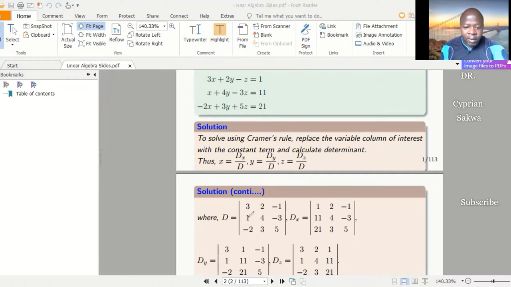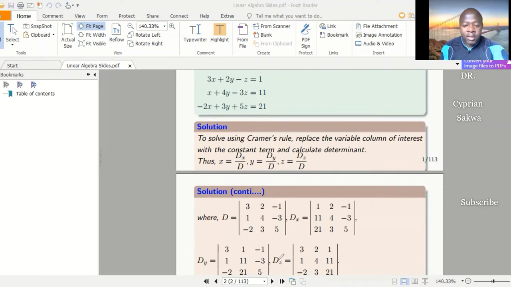And then we come to find the determinant with respect to y. That means we'll be replacing the column of y. So I'm using this d. On this d, I just replace the column of y. So the column of y I replace with the constants 1, 11, 21. The rest remain. The column with respect to x remains, I replace the column of y, and the column of z remains.